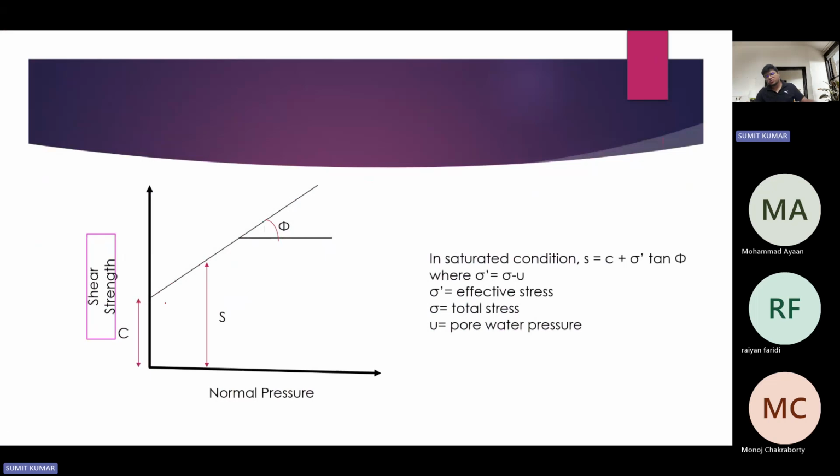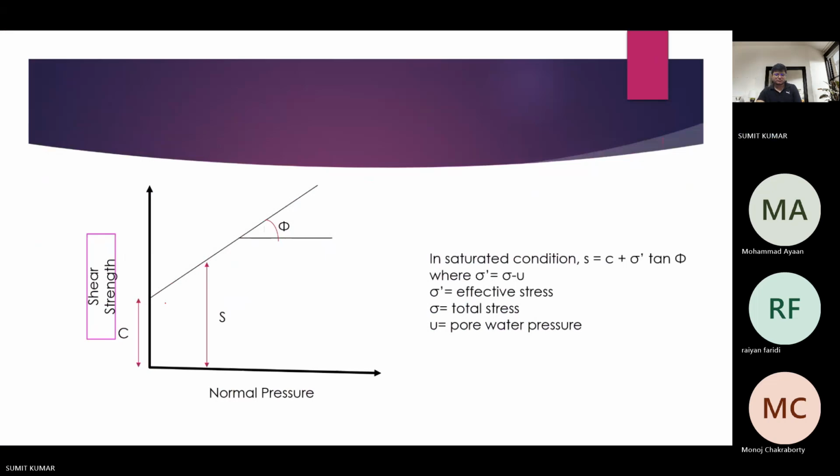Over here you can see some more important points about the intercept made on the y-axis while drawing the shear strength versus normal stress graph. The intercept on the vertical axis is going to be the cohesion, while the angle it makes with the horizontal is known as phi. And in this regard, we have calculated the effective stress.